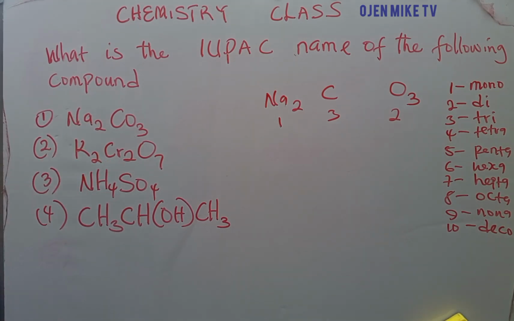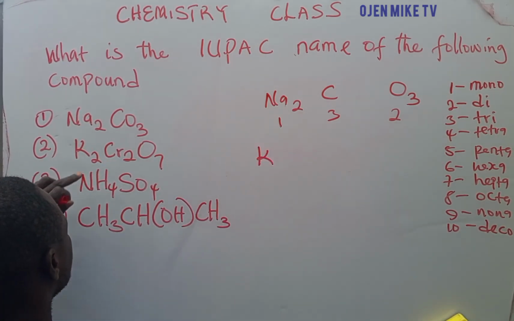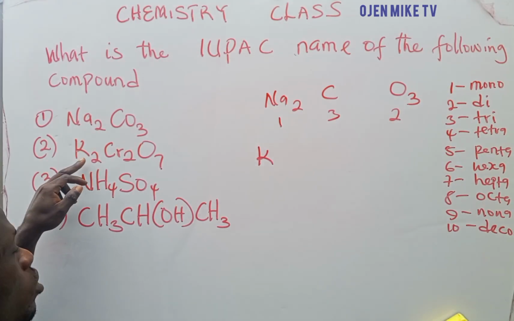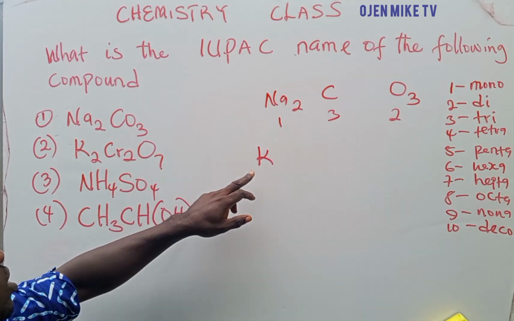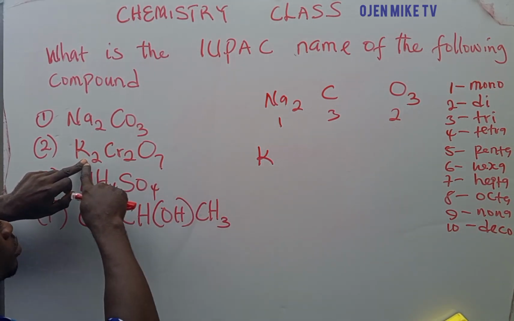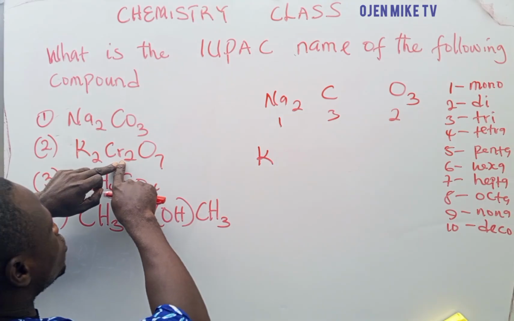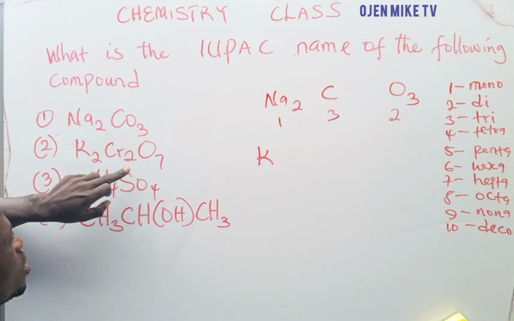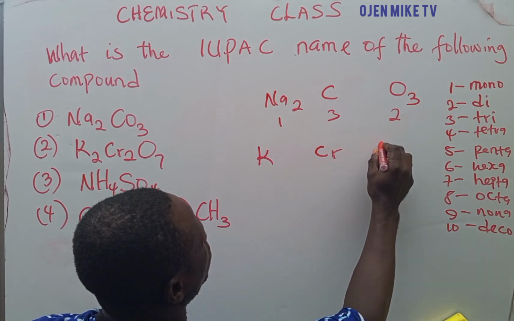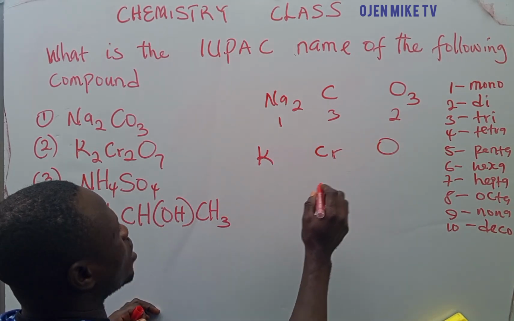Having looked at this one, let's go to the second one. The second one is what? K here is potassium. Potassium, of course, you know that potassium is derived from a Latin word called kalium. That is why the symbol is K. So we have K here is potassium, and here is chromium, and here is oxygen. So we have K, Cr, and O.